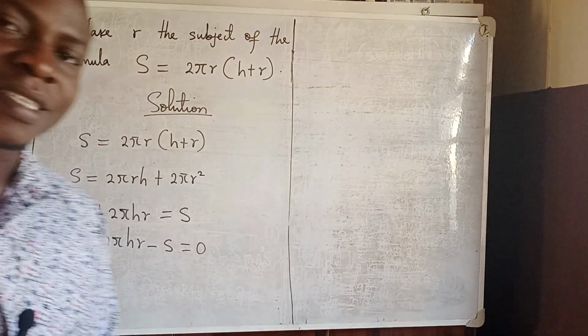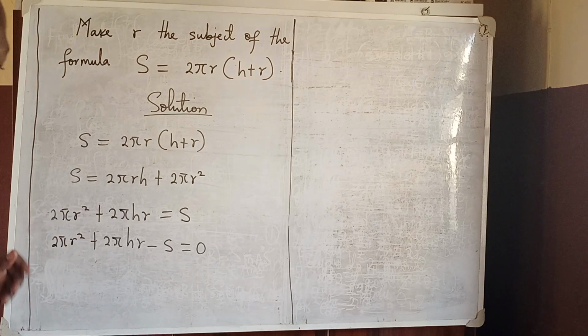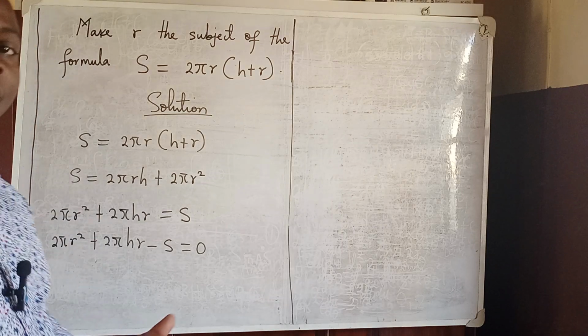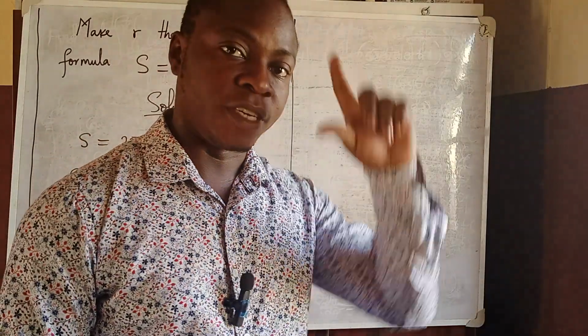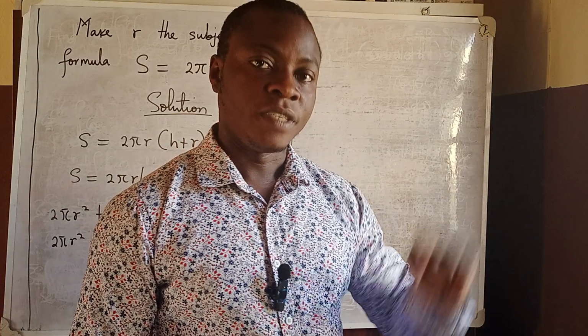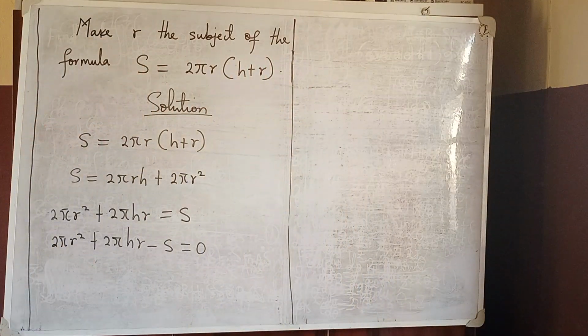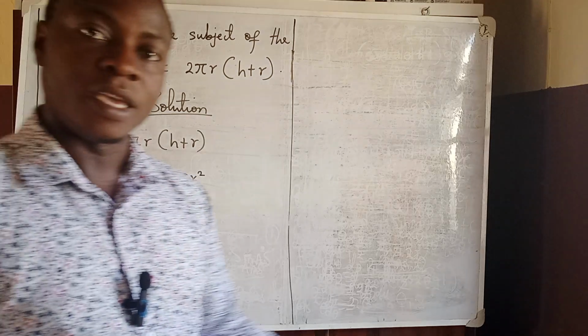Now if you check this equation very well, you'll see that it is looking like a quadratic equation of degree 2. You know, a quadratic equation is an equation of degree 2. The highest power of the variable here is 2. So it is a quadratic equation.